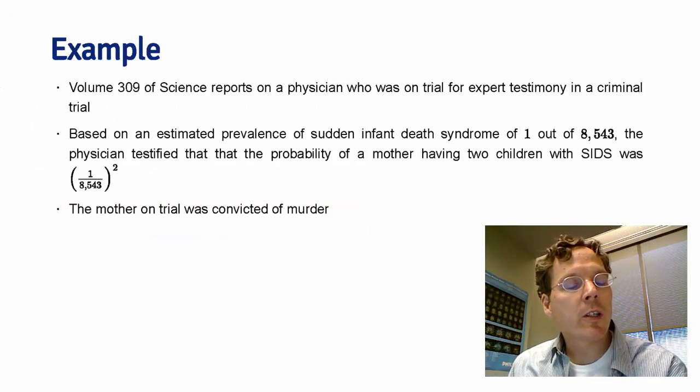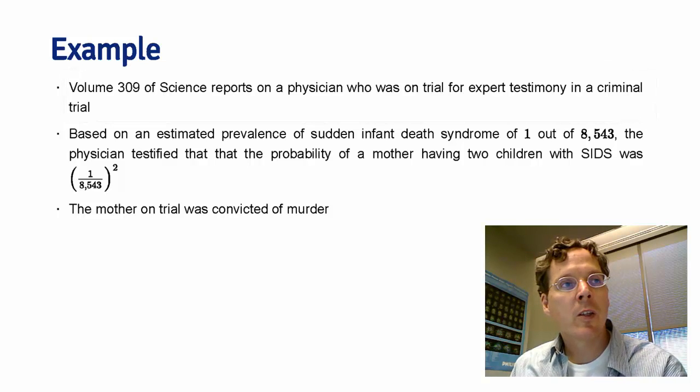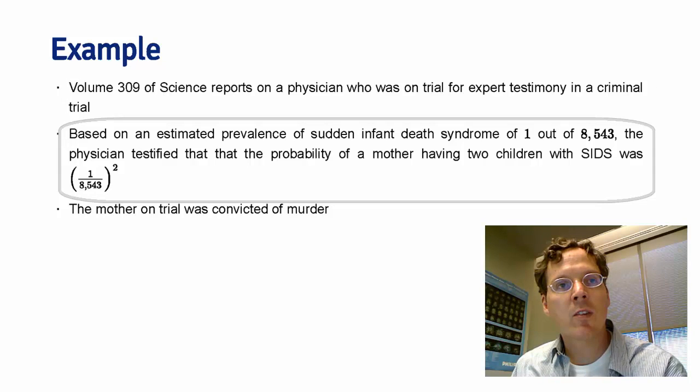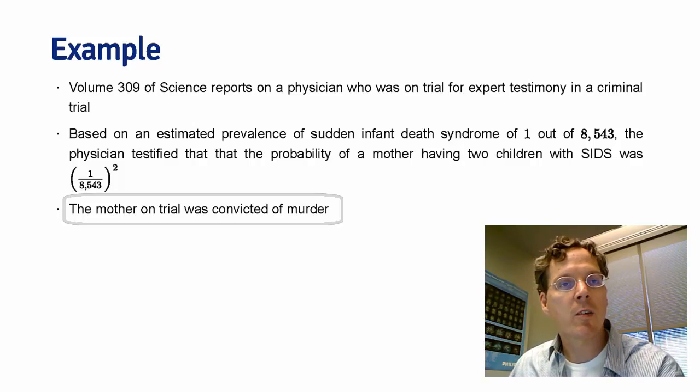A particularly stark instance of incorrectly multiplying probabilities occurred in volume 309 of Science, which was reporting on a physician who was on trial for giving expert testimony in a criminal trial. The criminal trial involved a mother who had had 2 children die from sudden infant death syndrome. The expert testimony took the prevalence of sudden infant death syndrome as 1 out of 8,500 and then multiplied them together to find the probability of 2 children having sudden infant death syndrome with the same mother. Based on this evidence, and I presume other evidence, the mother on trial was convicted of murder.